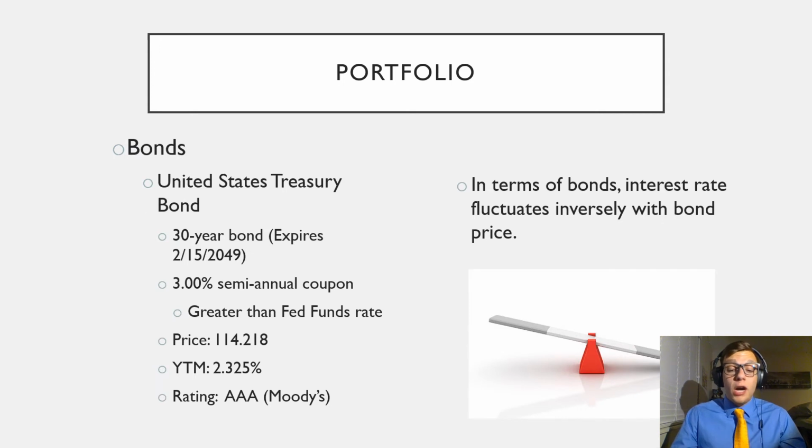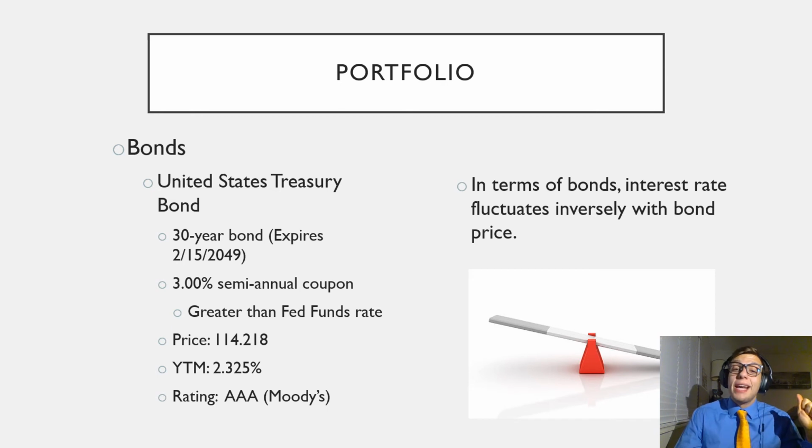Moving on to bonds now, we will look for a bond to match the 30-year duration of our timeline, and we will find a United States Treasury bond rated AAA by Moody's with a semi-annual coupon rate of 3%, which is greater than the federal funds rate, which currently sits at 1.75%. The price of this bond is 114.218, and the total yield to maturity of this bond is 2.325%.